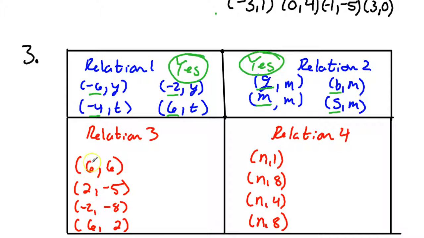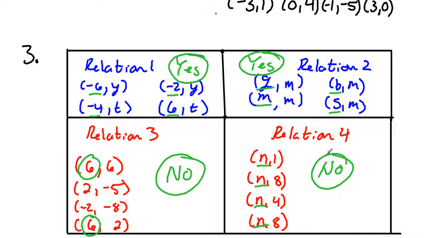Relation 3, you've got repeated values on the 6's, and as soon as you repeat a value, that makes it a no. And then relation 4, where they're all the same, so that definitely makes it a no. And again, for all these, if I ask you if it's a function or not, you don't really focus on the y values, it's only the x values that you're looking at.